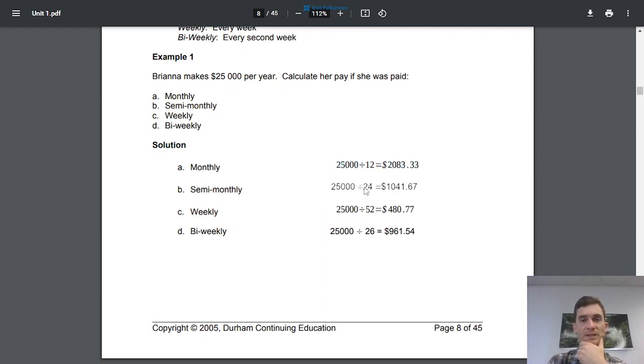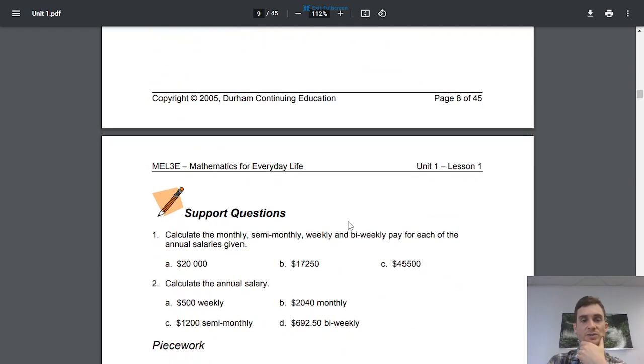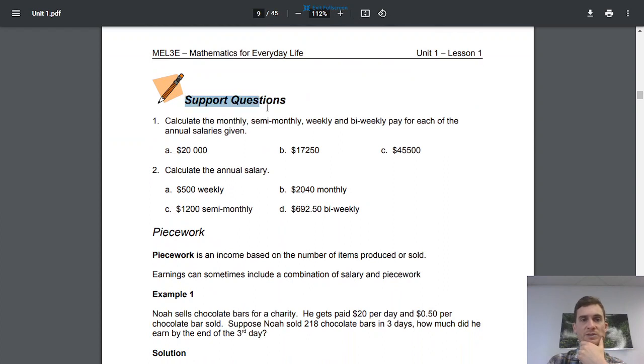If you did semi-monthly, you divide it by 24 and you get this. Weekly, divided by 52, this. Your answers are going to look like that. So then you'll scroll down, you see the support questions. I do not mark support questions. What the support questions are great for is to see how it should look when you hand it in.